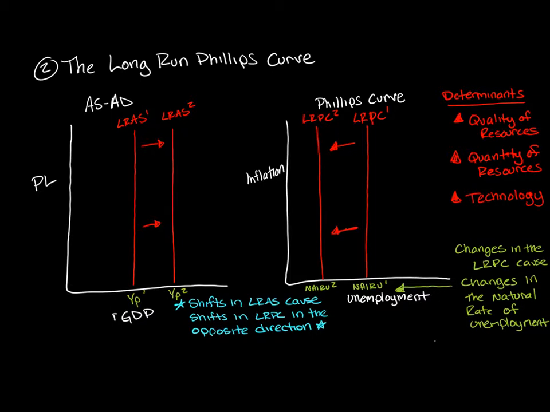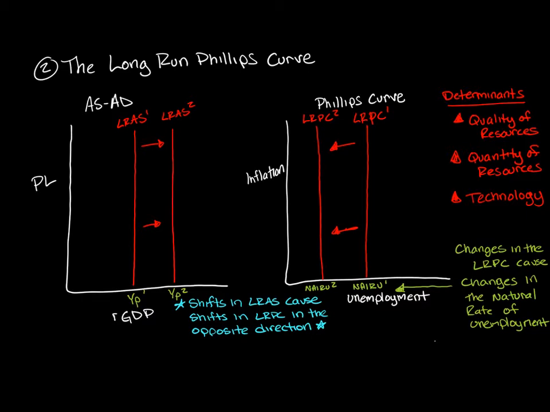And so what we see here that's actually kind of interesting is that shocks in the long run Phillips curve actually change the economy's natural rate of unemployment. So when our economy becomes more productive due to more resources or more technology or better resources, we can result in a leftward shift in the long run Phillips curve and having a current natural rate of unemployment that's lower than it used to be. So the natural rate, although it's the full employment rate of unemployment, does change over time.